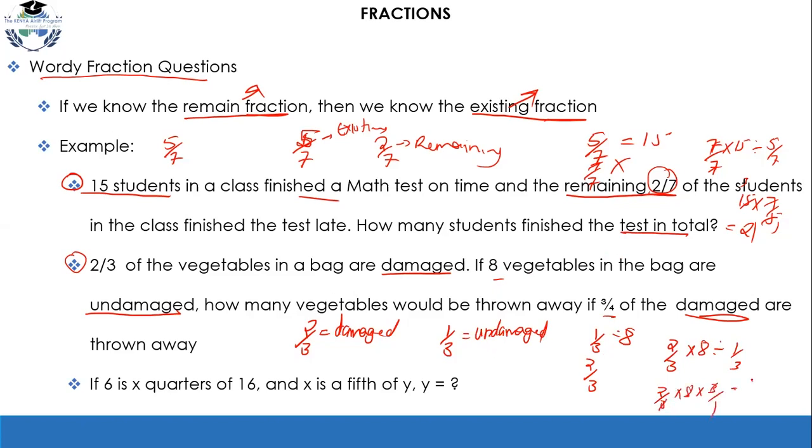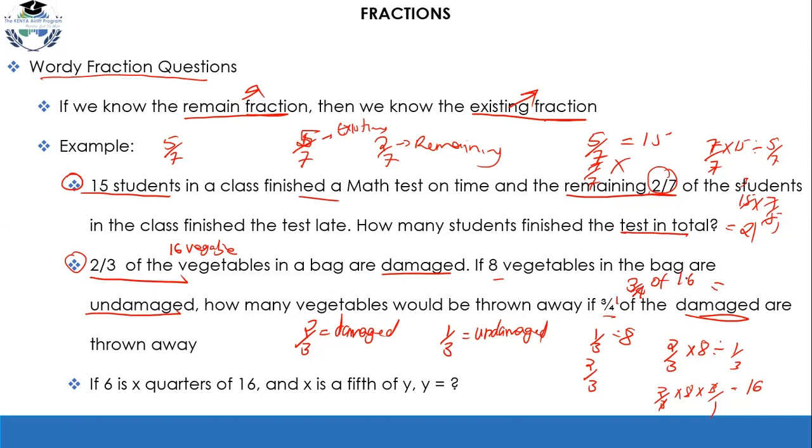This gives you 16. 16 of them are damaged. So this one is 16 vegetables. How many vegetables will be thrown away if 3/4 of the damaged are thrown away? You are being told 3/4 of the damaged, which is 16, is what is thrown away.